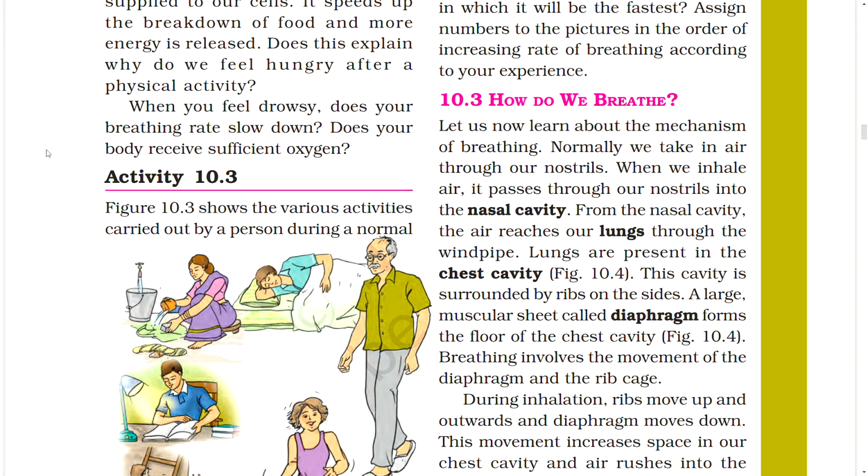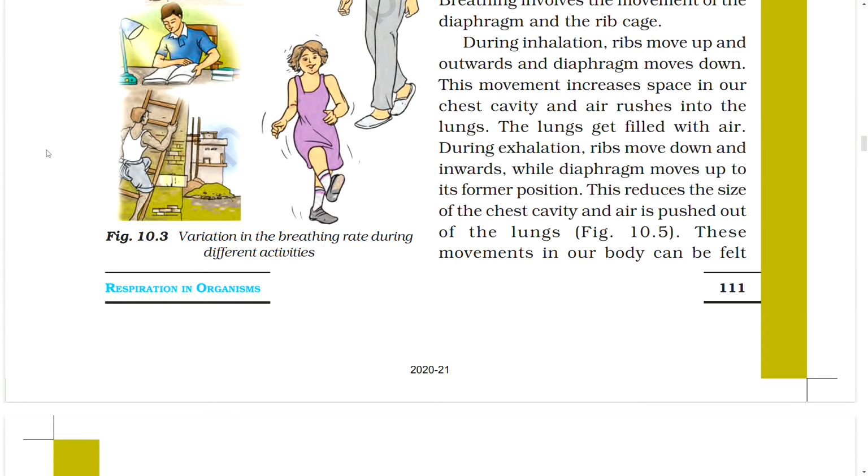Figure. This cavity is surrounded by ribs on the sides. A large muscular sheet called the diaphragm forms the floor of the chest cavity. Figure. Breathing involves the movement of the diaphragm and the rib cage. During inhalation, ribs move up and outwards and the diaphragm moves down. This movement increases space in our chest cavity and air rushes into the lungs. The lungs get filled with air.